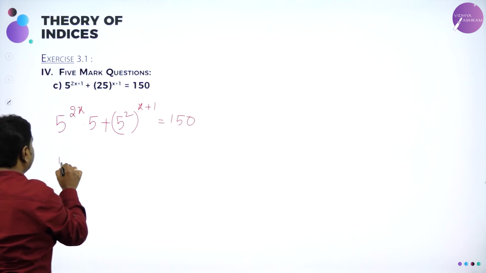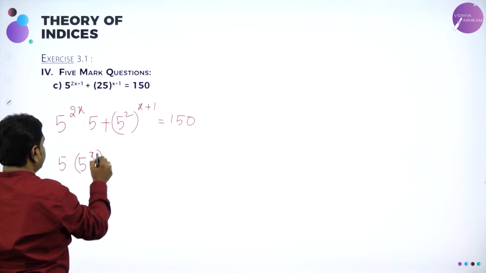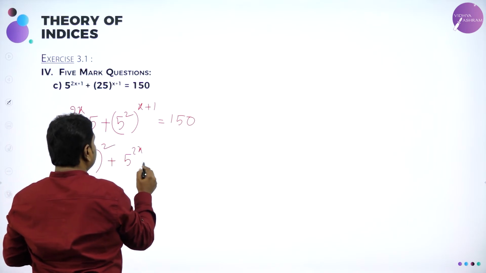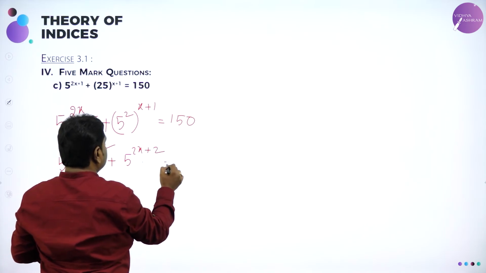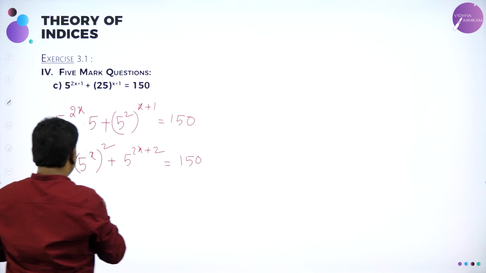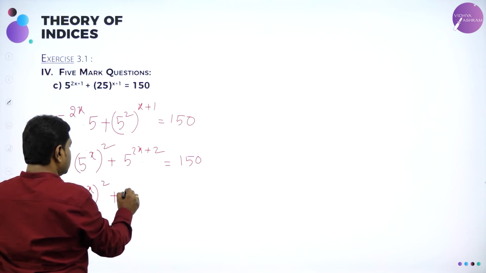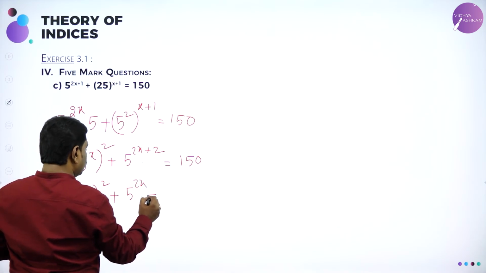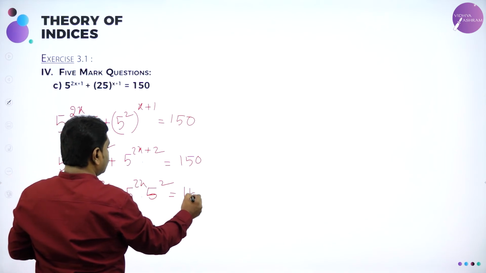Now I'll simplify. I'll write it as 5 times 5 power 2x, or 5 power x whole square, plus here I'll write 5 power 2x plus 2 ones are 2, is equal to 150. I'll go on simplifying it: 5 into 5 power x whole square plus again 5 power 2x into 5 square. A power m plus n is a power m into a power n, equal to 150.